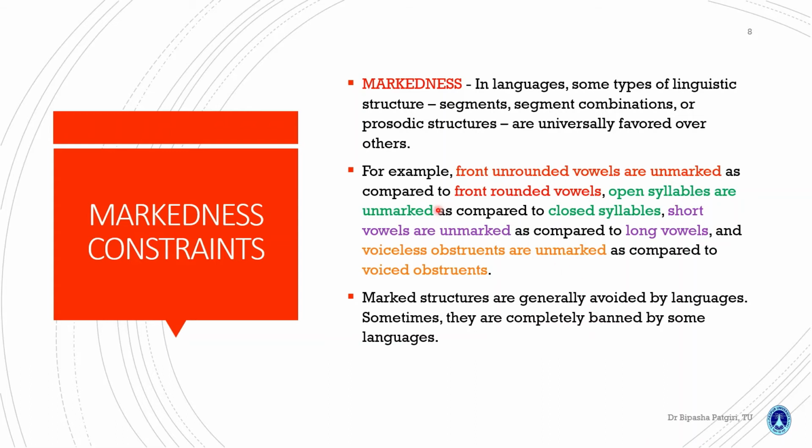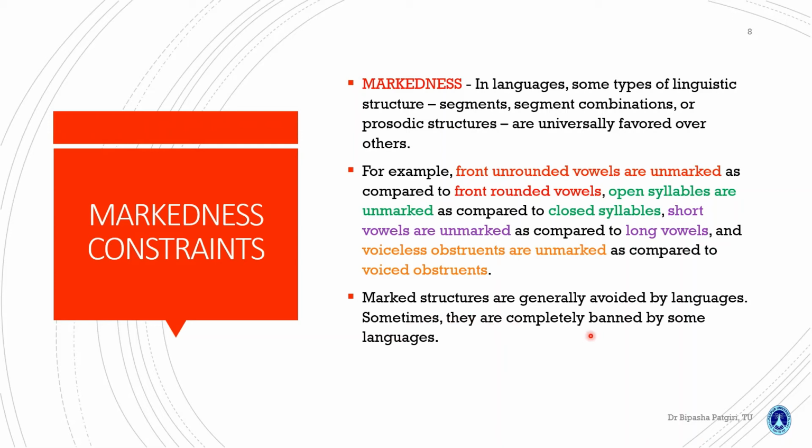For example, among these four categories, which are marked structures? Front rounded vowels, closed syllables, long vowels, and voiced obstruents. As compared to their unmarked categories, these particular classes of sounds or sound combinations are marked. So these marked structures are generally avoided. So if a language has a selectional procedure to select only pa, ta, ka or ba, da, ga, the language will select pa, ta, ka because these are unmarked sounds. Voiceless obstruents are unmarked as compared to voiced obstruents.